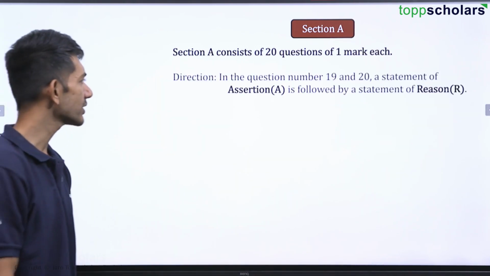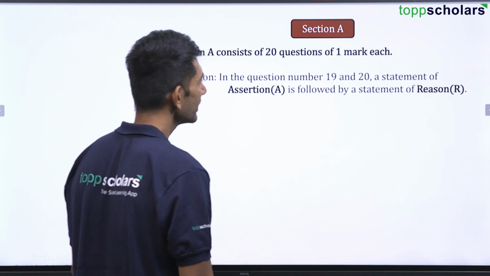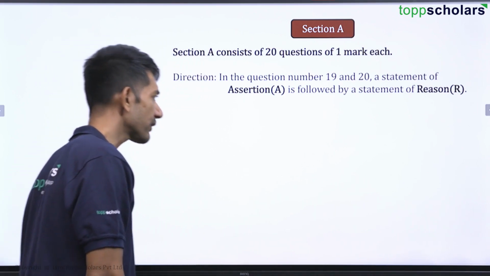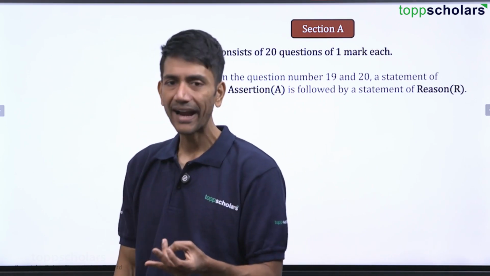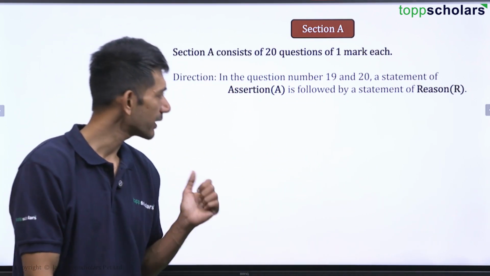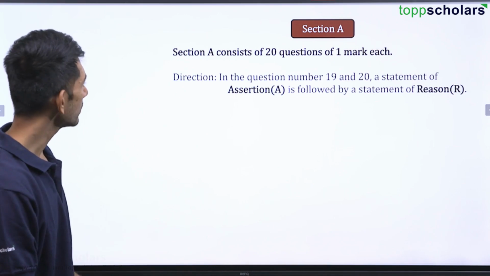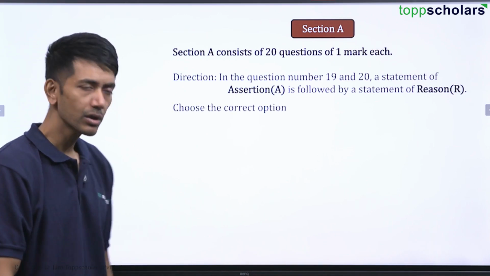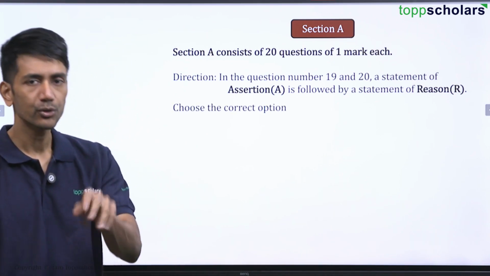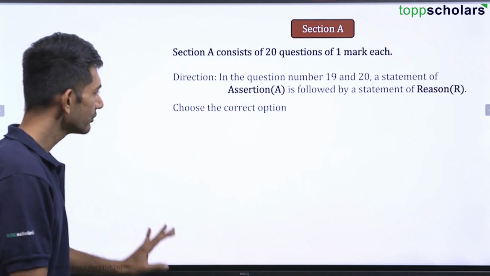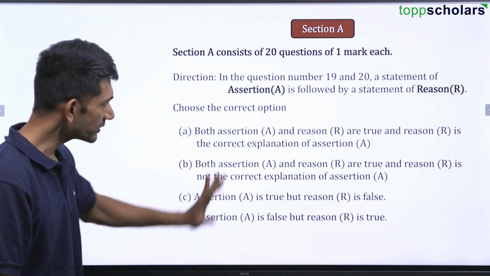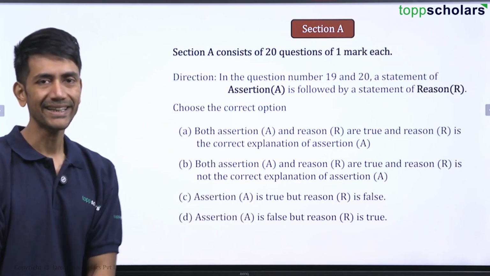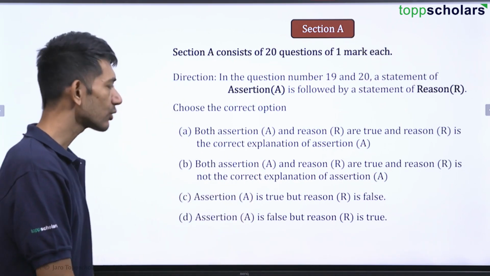Let's have a look at a new question. Now it says in question number 19 and 20, a statement of assertion is followed by a statement of reason. Okay, so we are dealing with assertion and reason questions now in question number 19 and 20. Please make a note that there will be 4 options given to you. You have to choose the correct option from the 4 options, right? So 4 options are fixed for both question number 19 and question number 20. What are those 4 options?